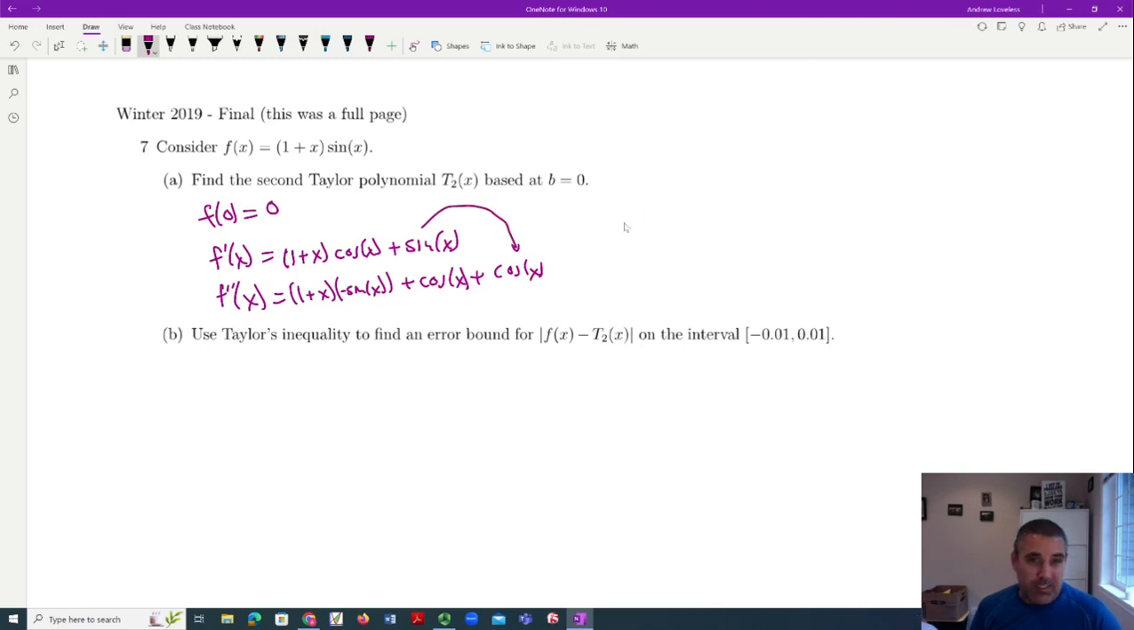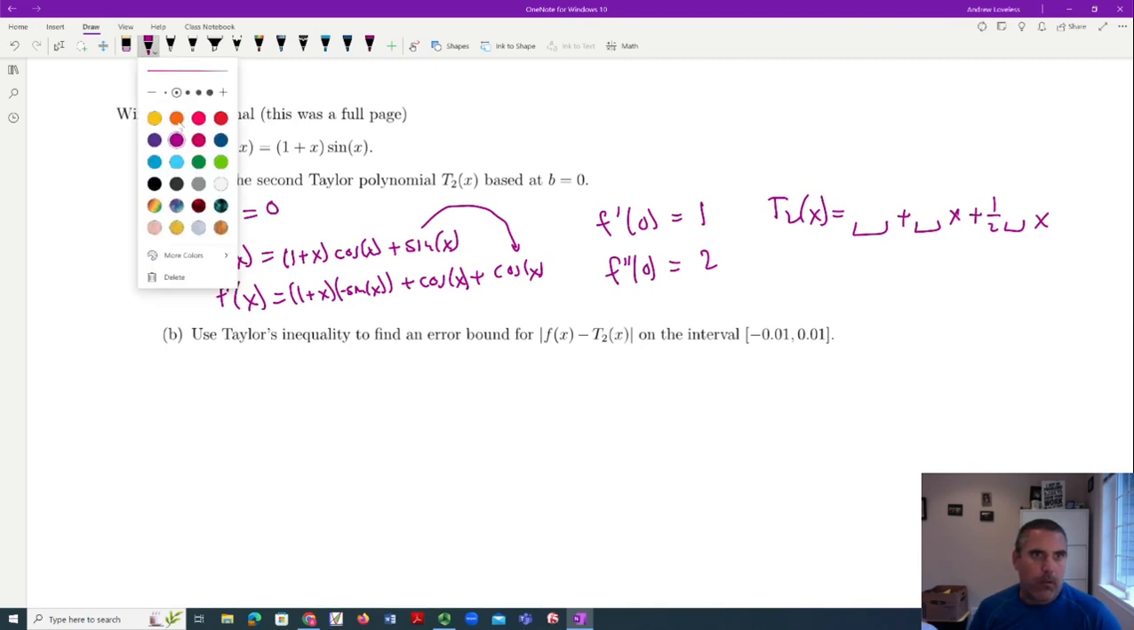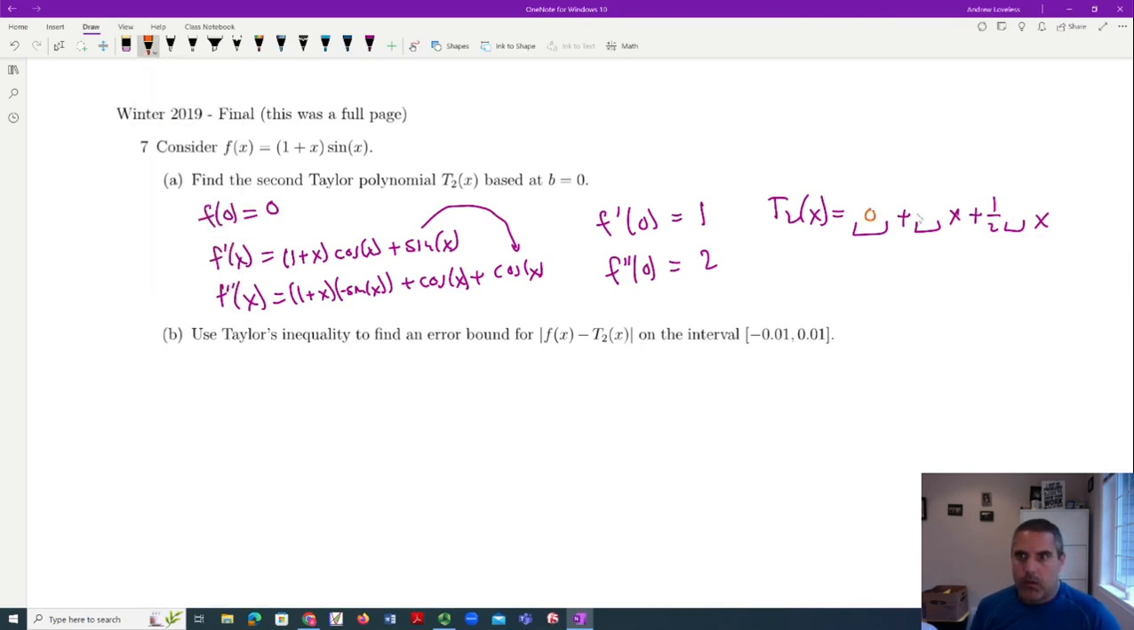Okay, so we're trying to plug in 0. So when I plug in 0 to the derivative, it looks like I get 1 times 1. So I get 1. When I plug in 0 here, I get 0 there, I get 2. So the second Taylor polynomial, we're based at 0 this time, is going to have a 0, 0, 1, 2. And I forgot the square.